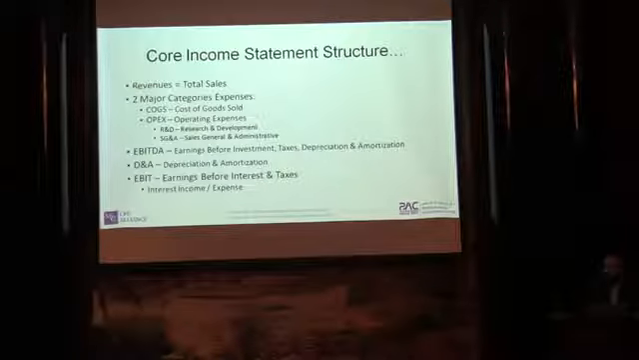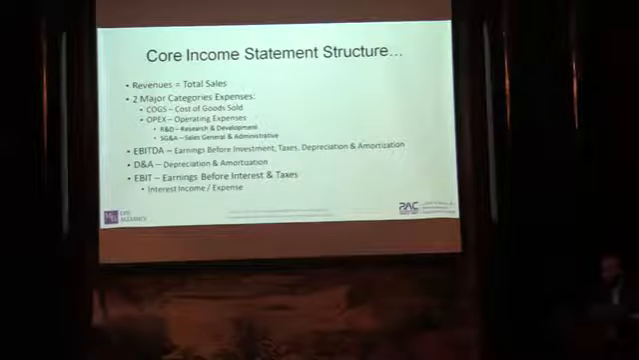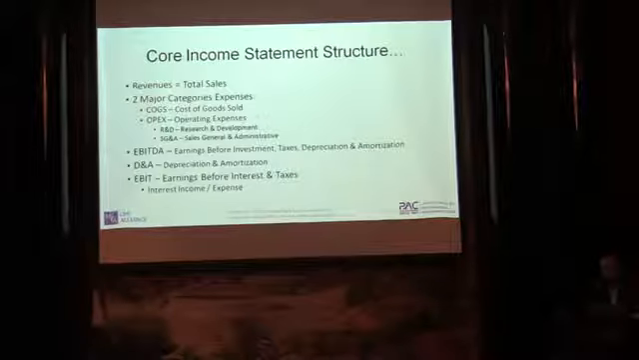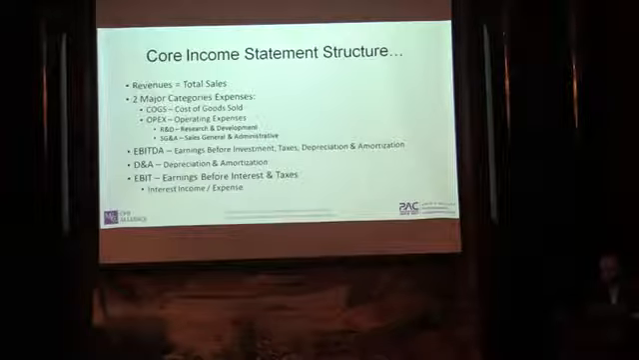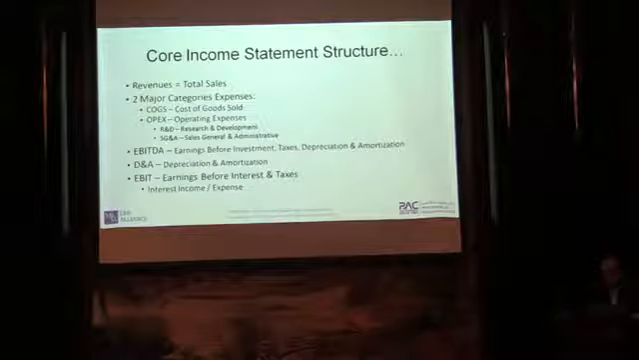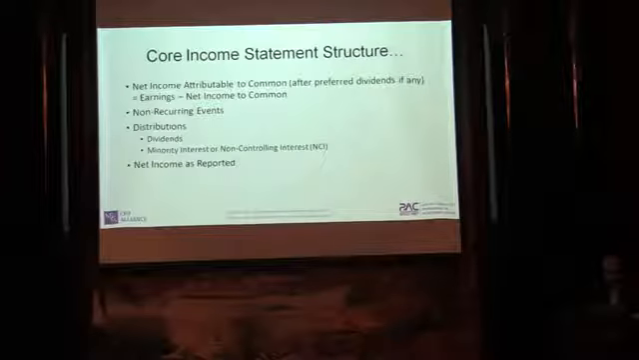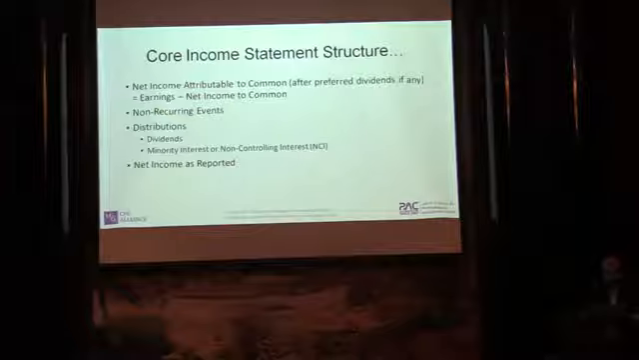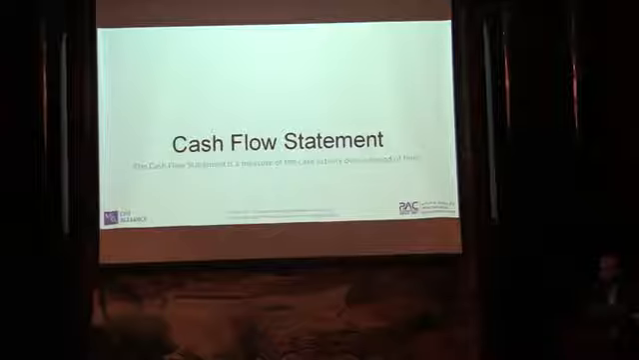The next part will be building the statement. So the top line obviously will be the revenues. Then we'll move on to the two major categories of expenses, that is cost of goods sold and OPEX. And then we'll talk about the EBITDA and other non-cash items as well. And finally, we come to distributions and net income as reported.